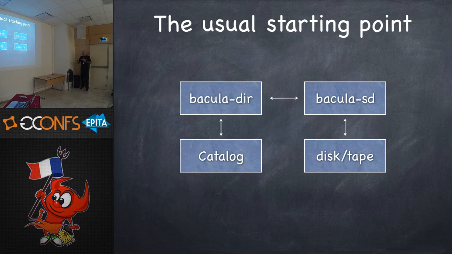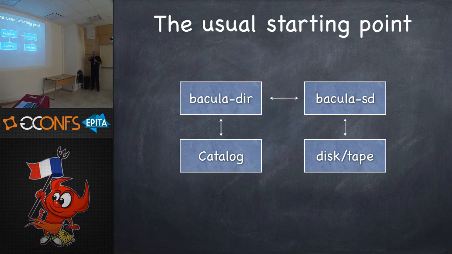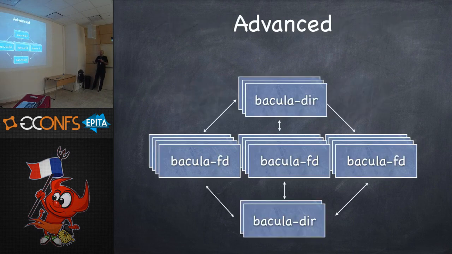This is your usual starting point when you're getting started. You have a directory, you have an SD, you have disk or tape, and then you have a catalog server. Catalog server is the most important part of your backup. We'll get to that later.